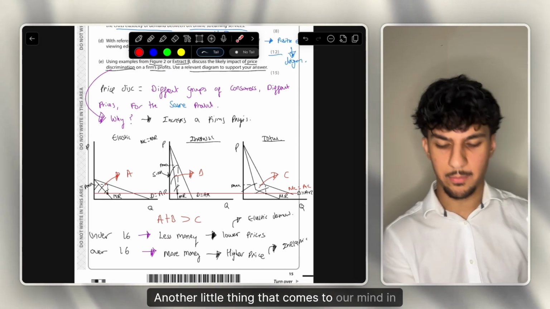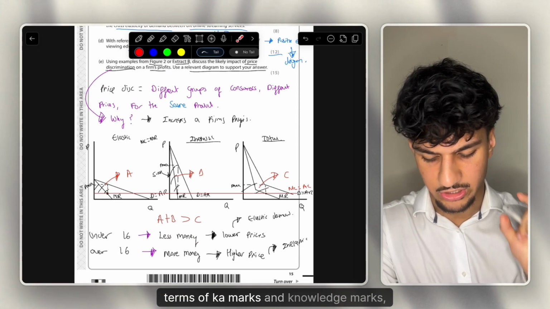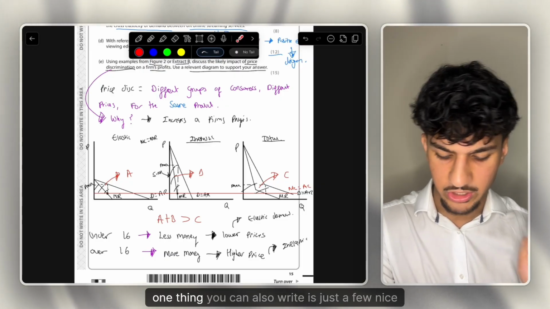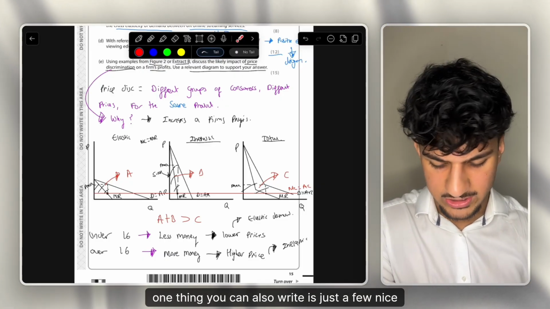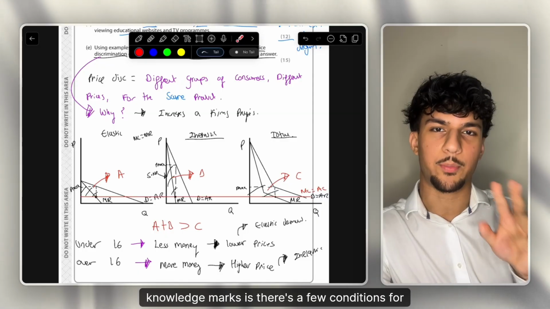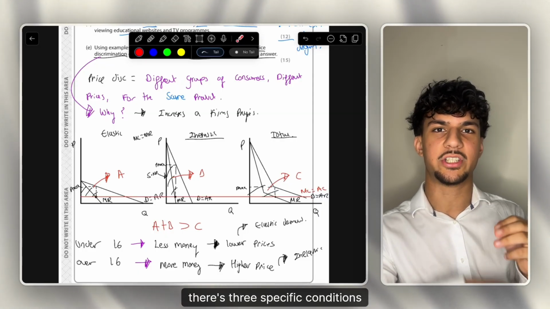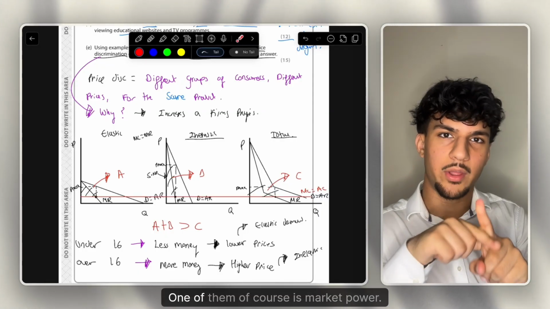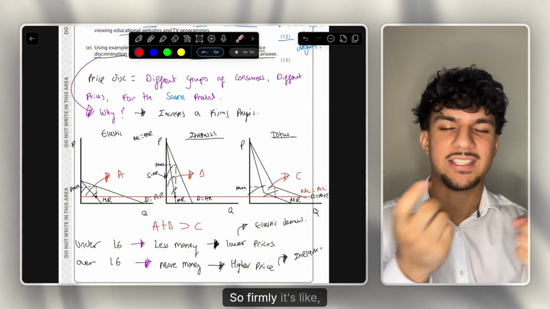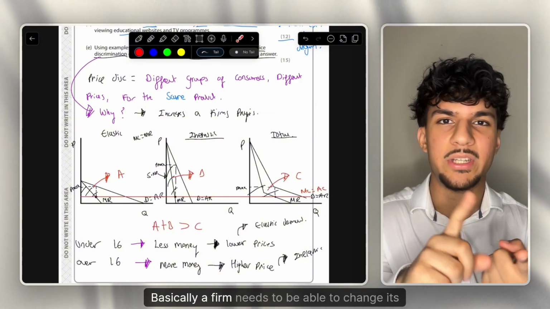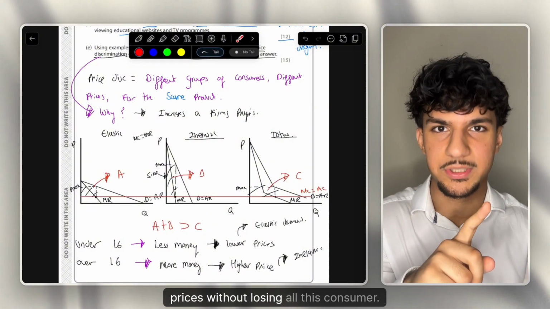Another little thing that comes to my mind in terms of KA marks and knowledge marks, one thing you can also write is a few nice knowledge marks: there's a few conditions for price discrimination. Well, there's 3 specific conditions for price discrimination. One of them, of course, is market power. So it's like monopoly power basically. A firm needs to be able to change its prices without losing all its consumers.